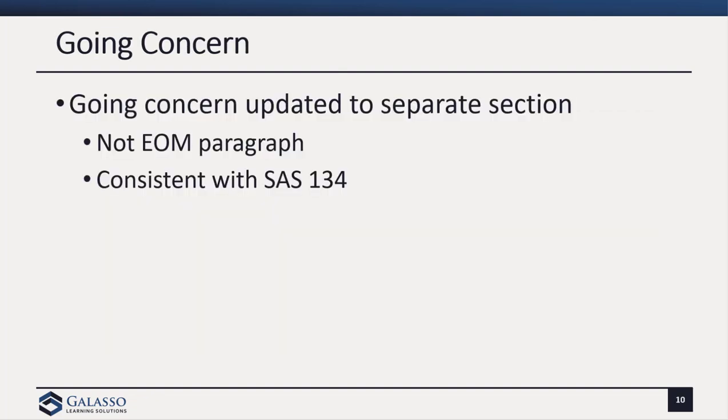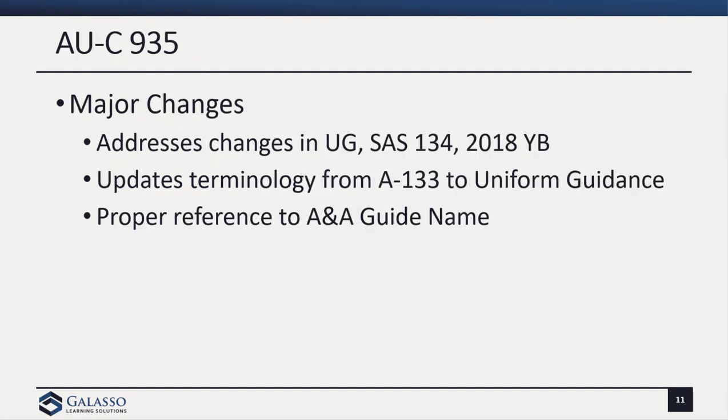They also point out here that going concern in this section was updated to be a separate section, not an emphasis paragraph, consistent with SAS 134. Another section that got a lot of updates is related to compliance audits, but this one had a couple of things in addition to SAS 134. There were changes in the uniform guidance. There were changes in the 2018 Yellow Book that were incorporated. So you're going to see some updated terminology. We're no longer going to refer to A-133, thankfully, in the standard. We're going to recognize the uniform guidance. And then they're also going to use proper references to the AICPA guide name.